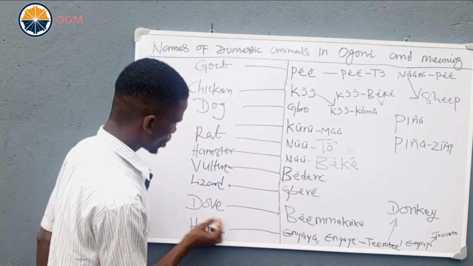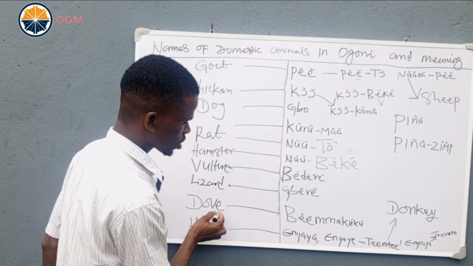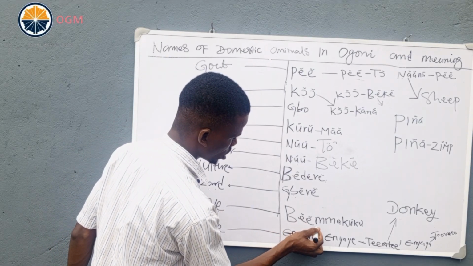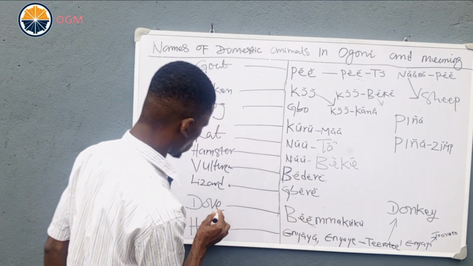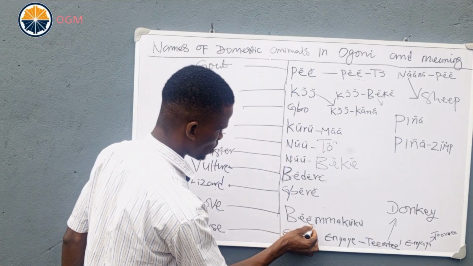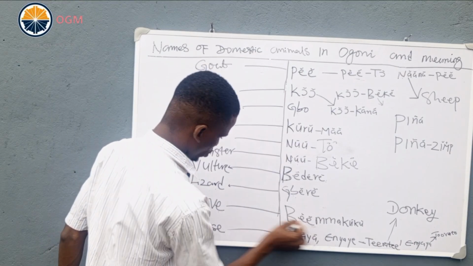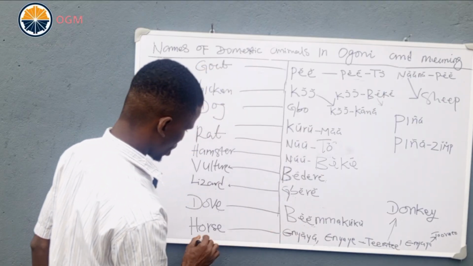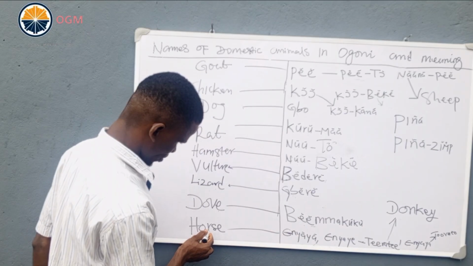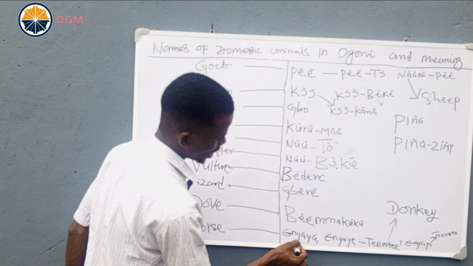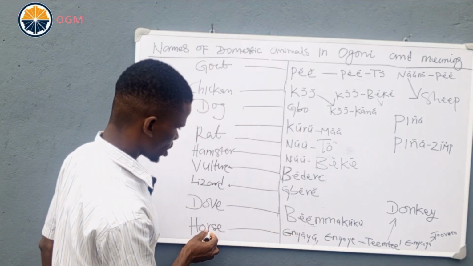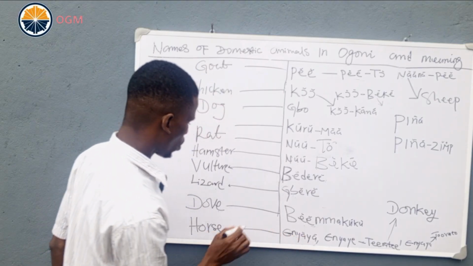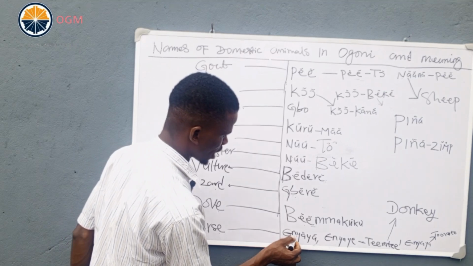Here we have dove, which is called bemakuku in Ogoni language. Dove is called bemakuku. Here we have horse, which is called enyanya. Horse is called enyanya.